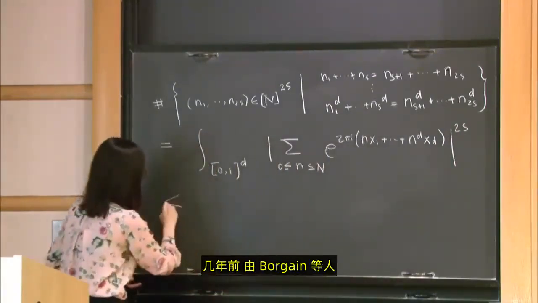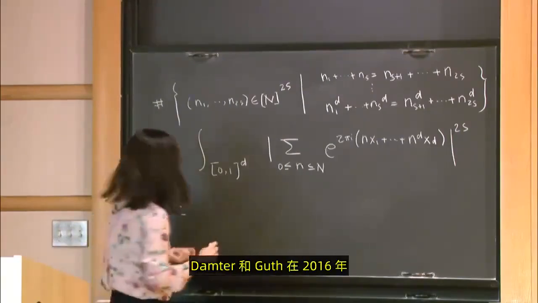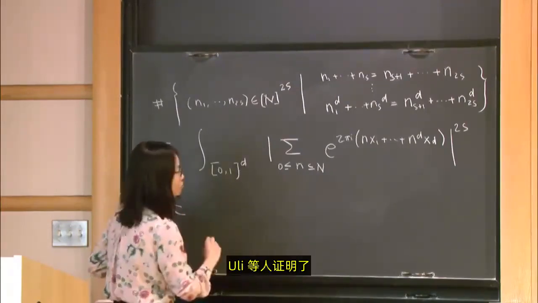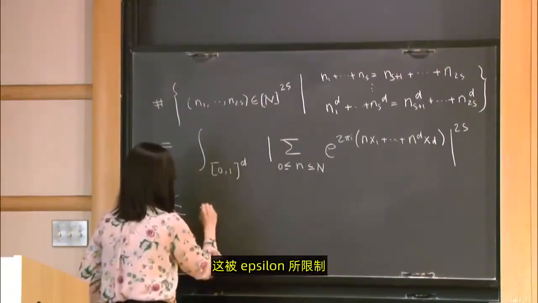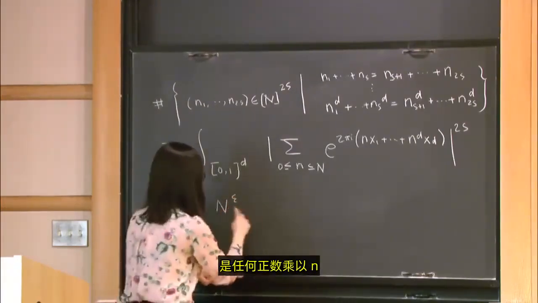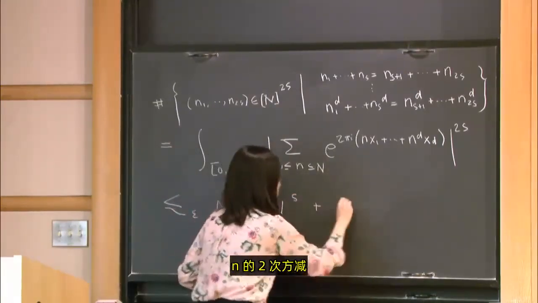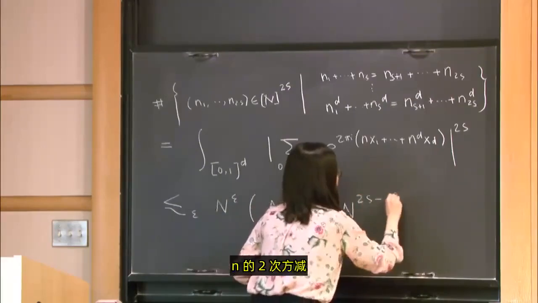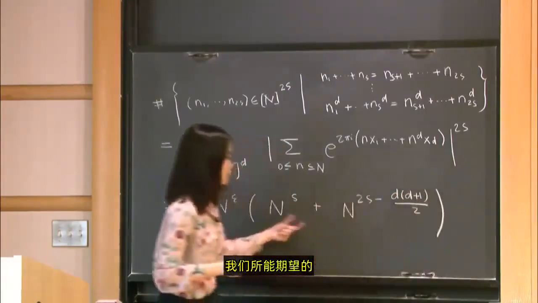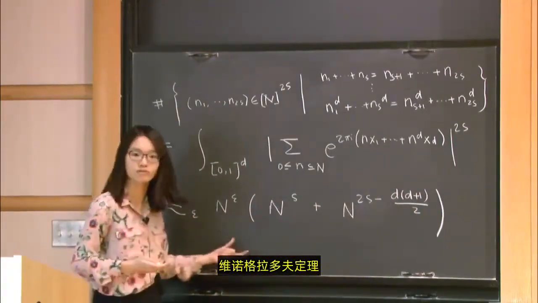Then a few years ago, Bourgain, Demeter, and Guth in 2016, and then Trevor Wooley, showed that this is bounded by epsilon, any small positive number, times N to the s plus N to the 2s minus ... One can see that this is the best possible we can hope for. This is called the Vinogradov mean value theorem.